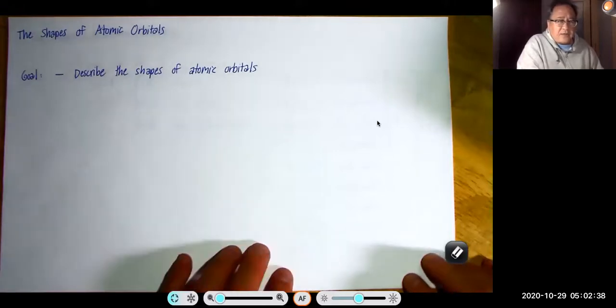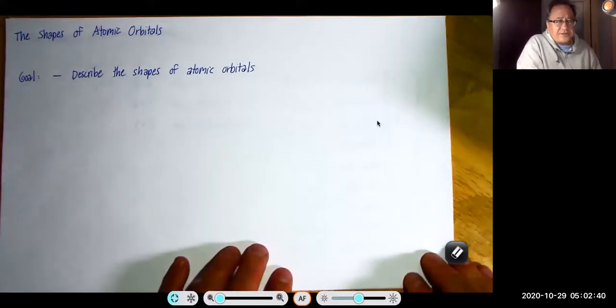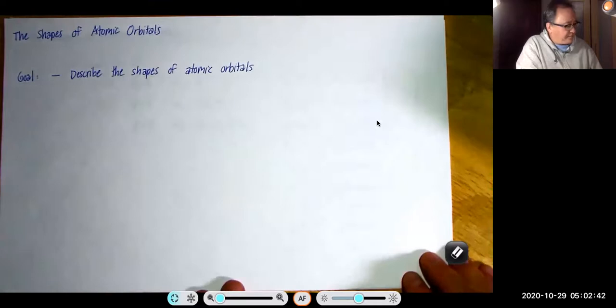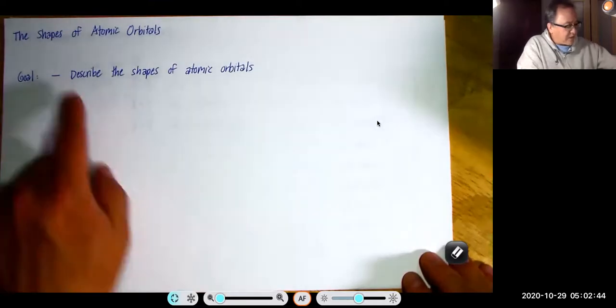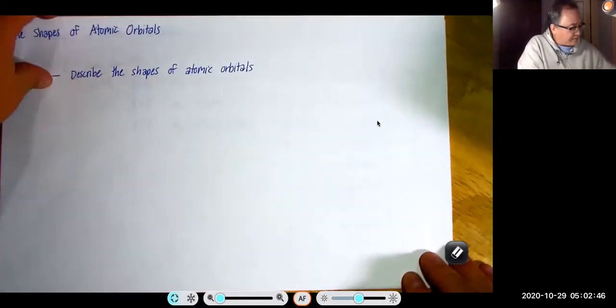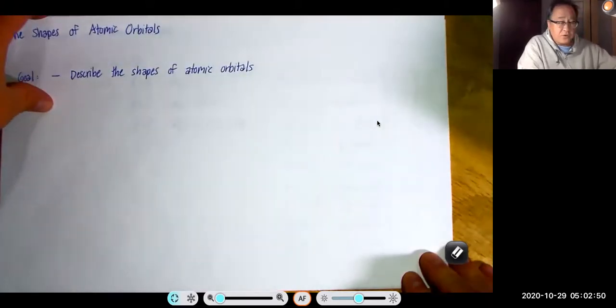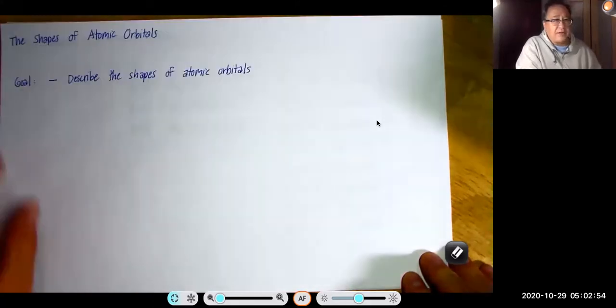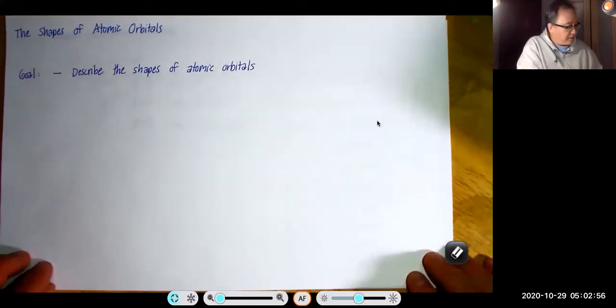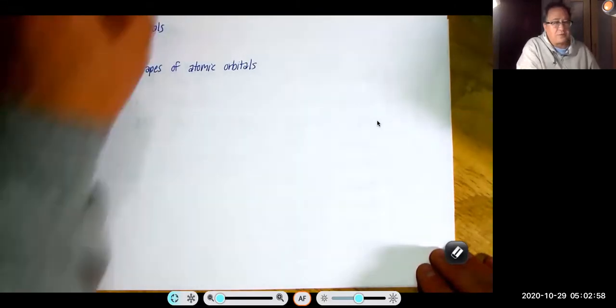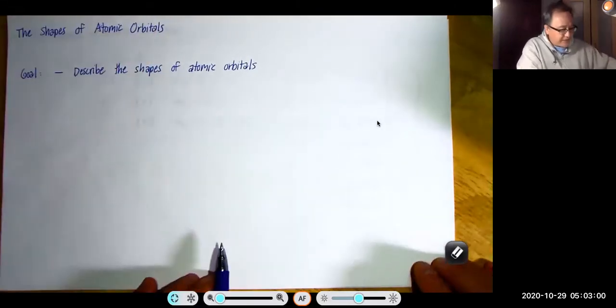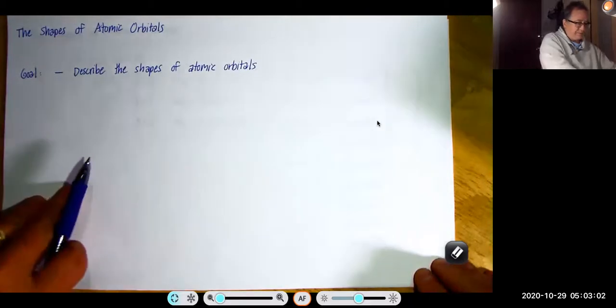Okay, we're going to cover two sections in this video: the shapes of atomic orbitals, and we'll also be covering a fourth quantum number. So let's go ahead and get going here. The shapes of atomic orbitals. We want to describe the shapes of atomic orbitals.